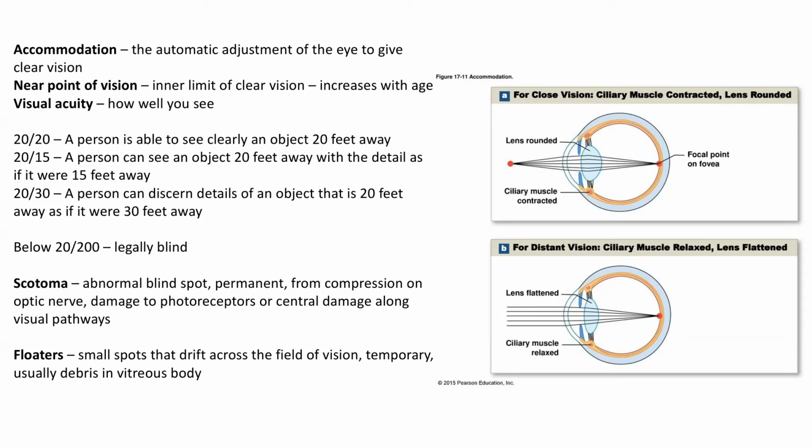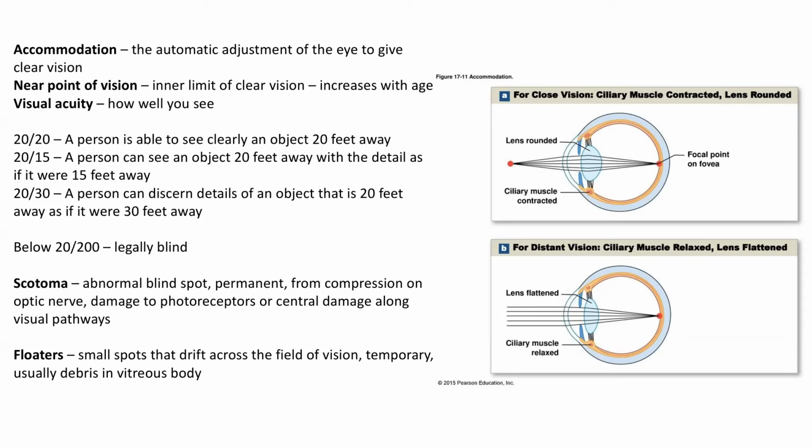They see more detail. When the bottom number is greater, like 20/30, a person sees an object that's at 20 feet as if it were 30 feet away, so it's less clear. Legally blind would be 20/200.